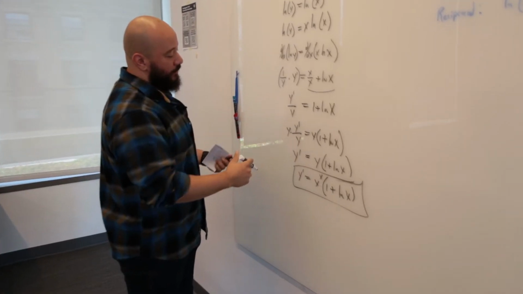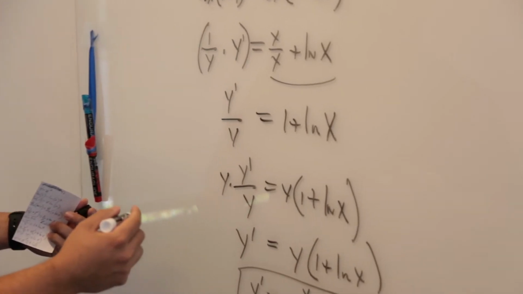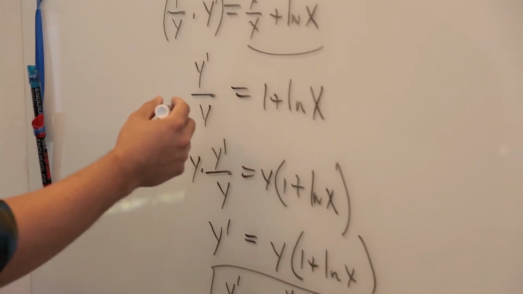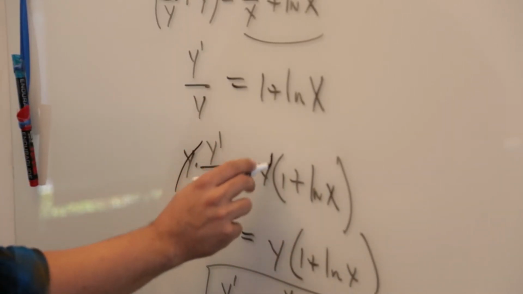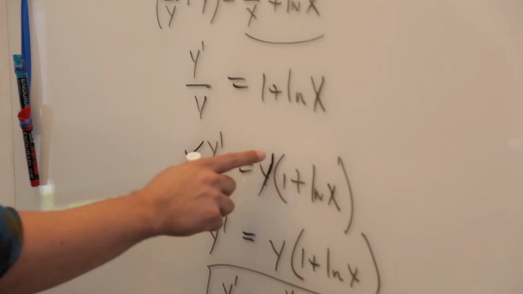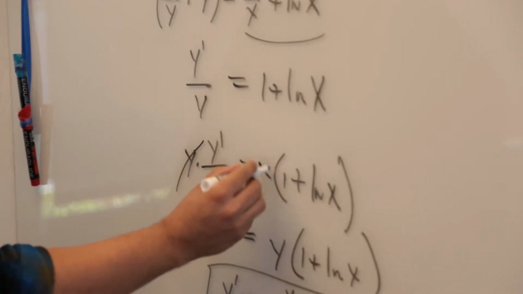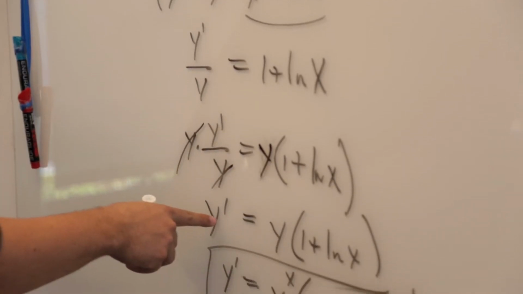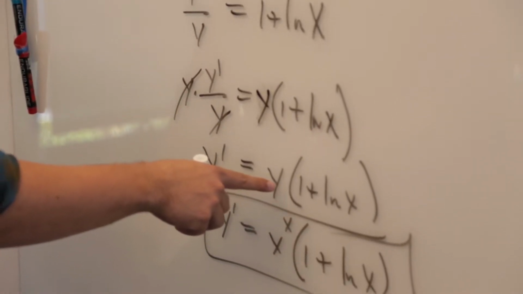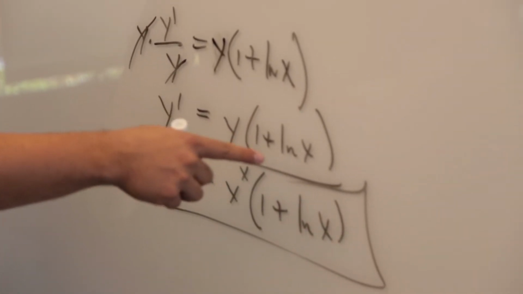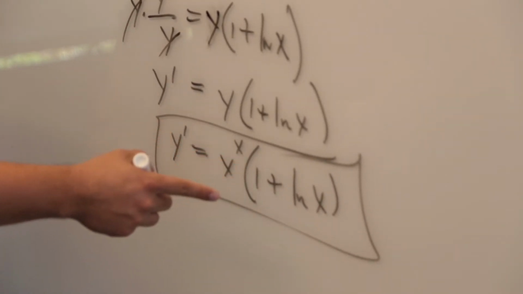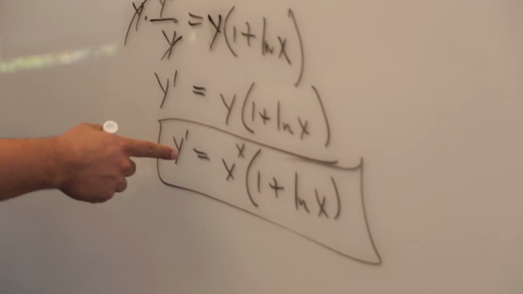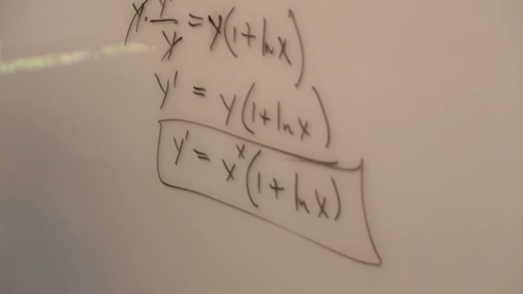We're trying to get rid of y, and the way that we get rid of y is, since on this side it's being divided, right? You're dividing y prime by y, so you're going to have to multiply. So we do this to get rid of these, and this one stays. But this one disappears, so this ends up just being y prime equals y times 1 plus natural log of x. And then we just substitute that y for x to the x. So then the answer is y prime equals x to the x times 1 plus natural log of x.